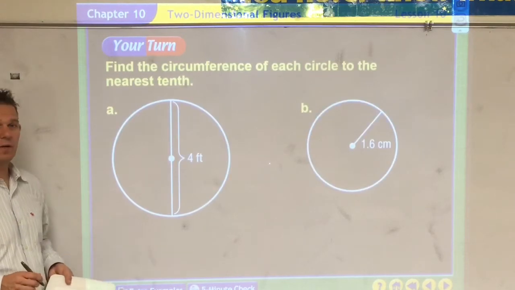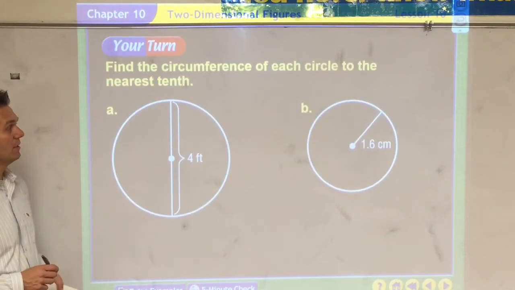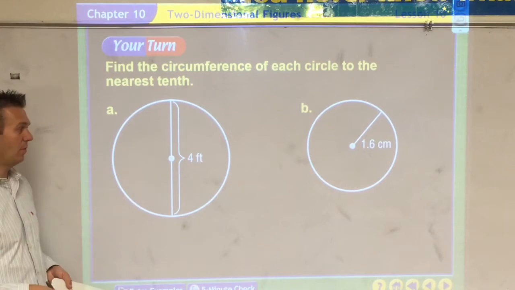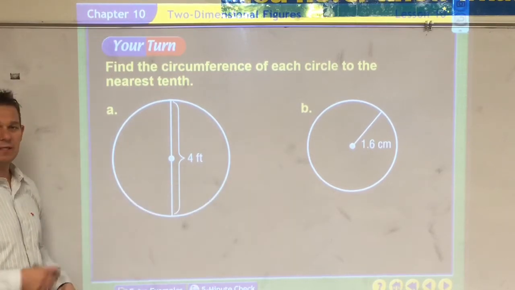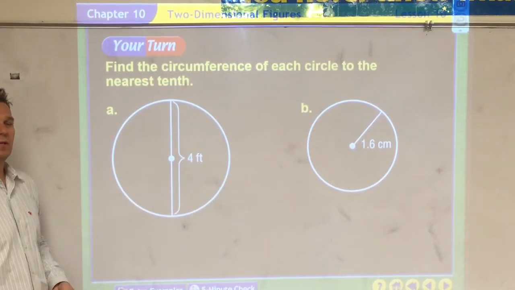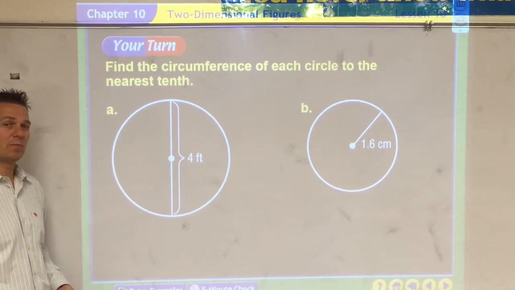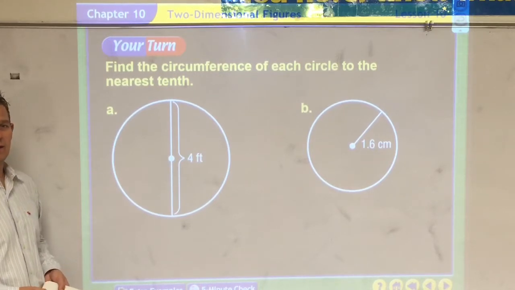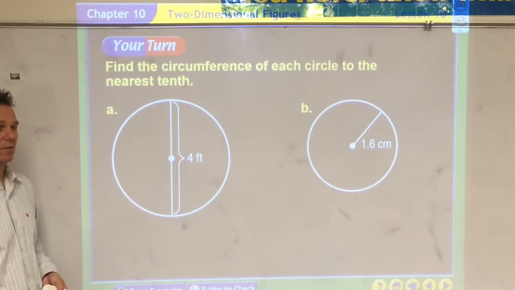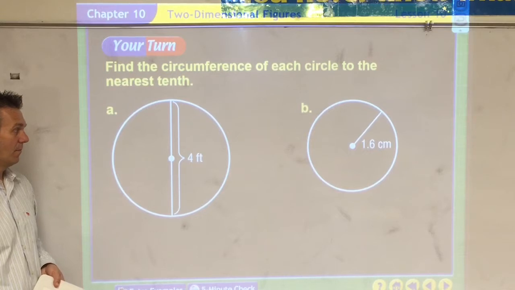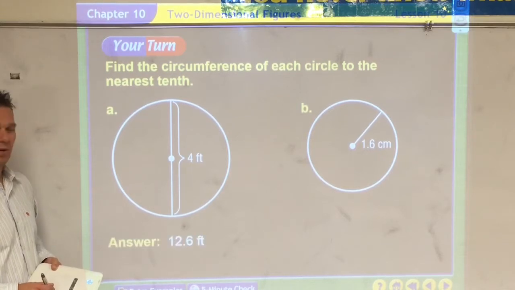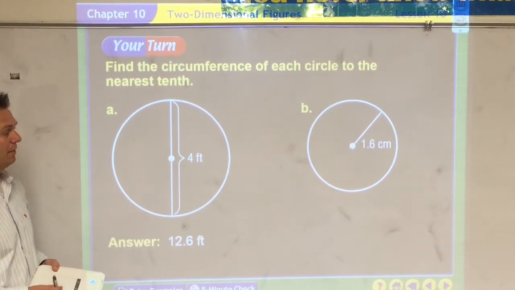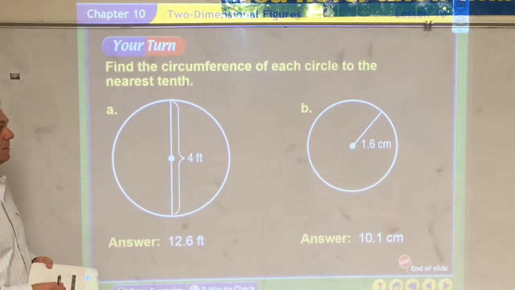Okay, now it's your turn. Go ahead and write down the questions. Just draw the circles, put the one with the diameter, the one with the radius, that way you have one of both. Use the formulas, it's either circumference equals pi d or circumference equals 2 pi r. Go ahead and do that now and see what kind of answer you get. Pause the video, come back and check to see if you got the right answers. So the answer to A is 12.6 feet and B is 10.1 centimeters.